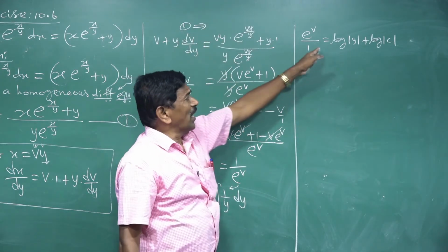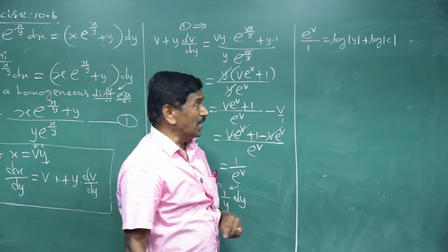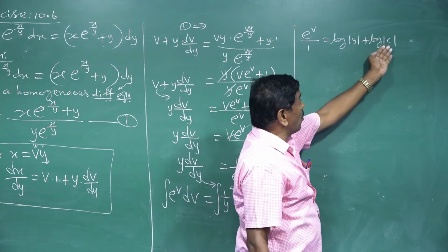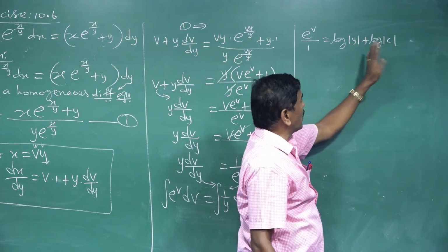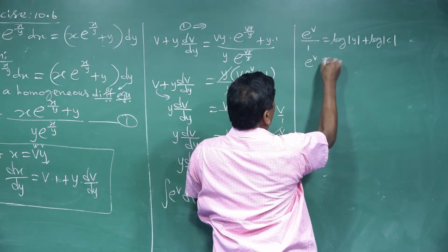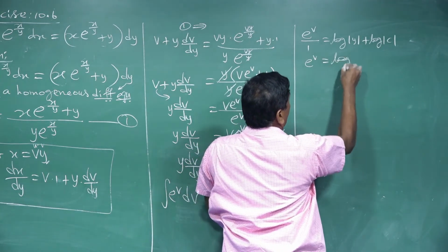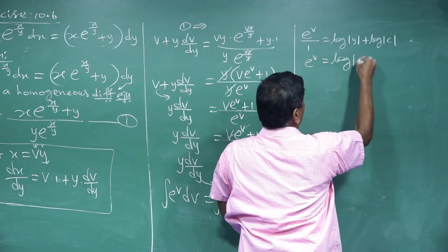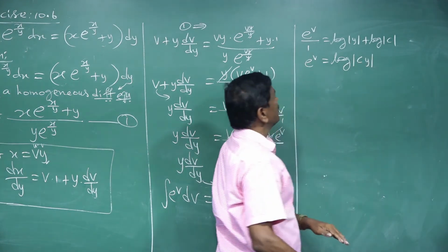Now the right hand side is of the form log m plus log n equal to log m into n. That is, e power v is equal to log y into c, or c into y. For our convenience, c into y, that's all.